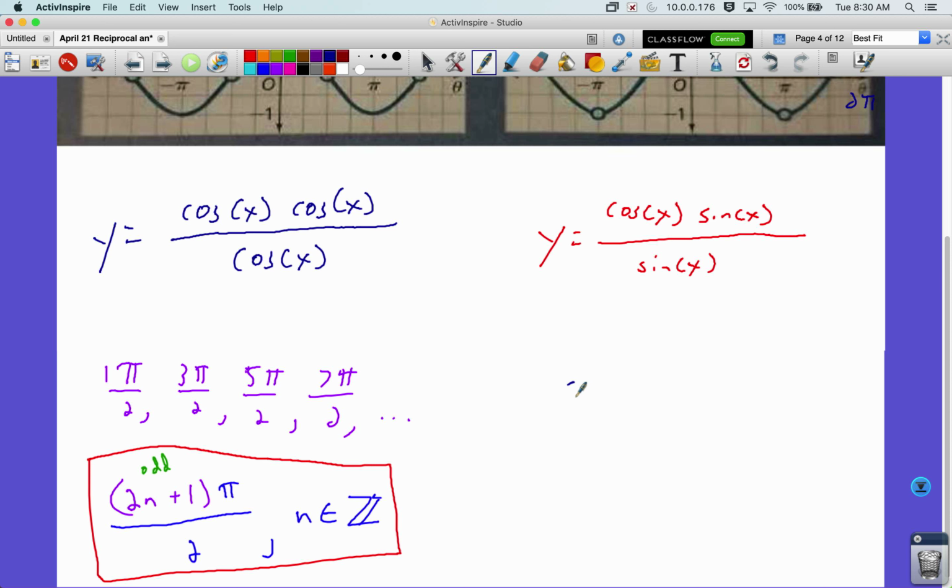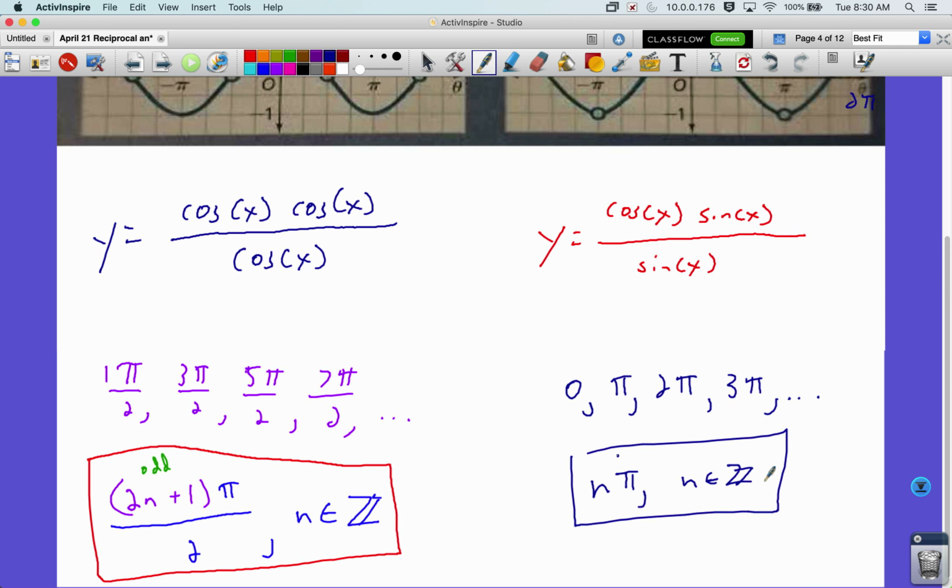Let's try the same over here. So this one had a hole at 0, pi, 2 pi, 3 pi, we can assume, dot, dot, dot. So this one's actually a little bit easier. This is just n pi, where n is an element of the integers. All right, and this little notation here, n-e-z, you only have to write it once per page, because once you've defined n as being an integer, you're free to just use n as an integer wherever it pops up.